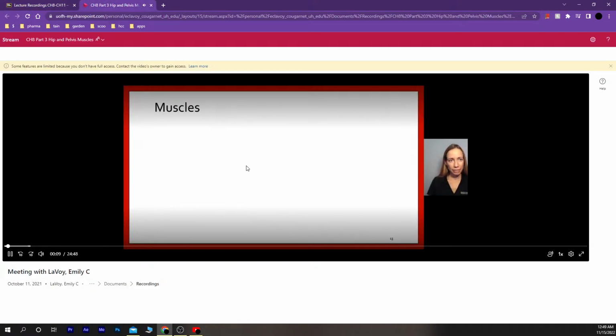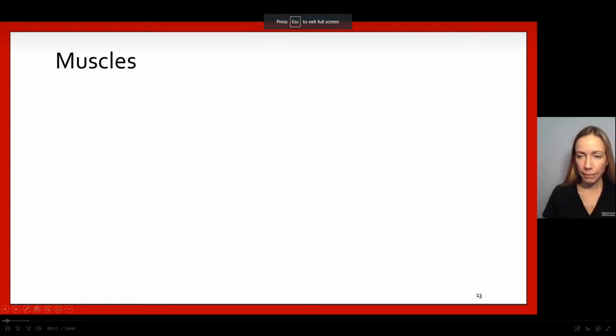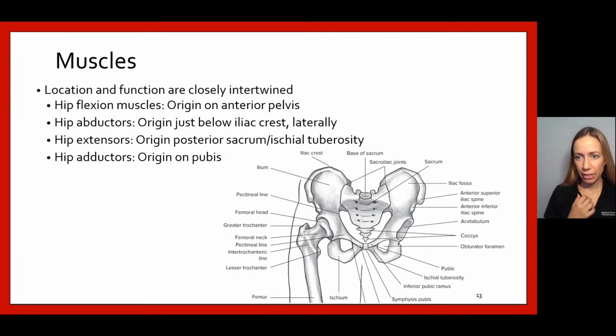And in this portion of the lecture for Chapter 8, we're going to be talking about the muscles. As with other joints, the location of the skeletal muscles that are surrounding the joint are related to that muscle's action at the joint. Muscles of the hip joint originate on the pelvis, and they will insert below the hip joint. So remember, to have action at the hip, the muscle must cross that hip joint. It must have an origin point superior to the hip joint and an insertion point inferior to the hip joint.